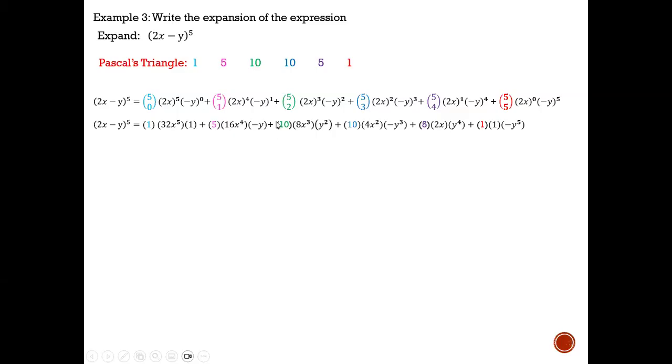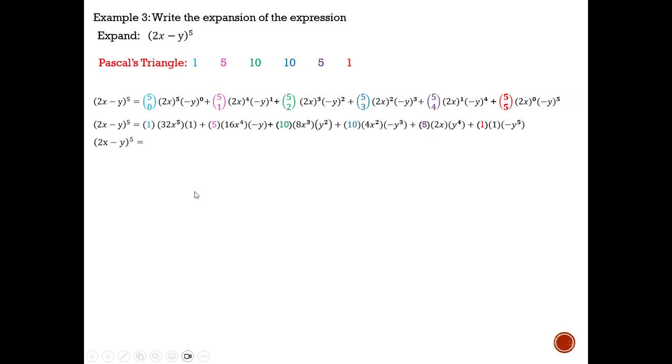Evaluating here, 5 choose 2 is 10. 2x to the third is 8x to the third. Negative y squared, negative times negative is positive. 5 choose 3 is 10. 2x squared, 2 squared is 4 times x squared. Negative 1 to the third is still a negative. Negative y to the third. 5 choose 4 is 5. 2 to the x to the first is 2x. The negative 1 in front to the fourth becomes positive. And then you have y to the fourth. And over here we have 1. 2x to the 0 is 1, and a negative 1 to the fifth stays negative. So that's the next step.